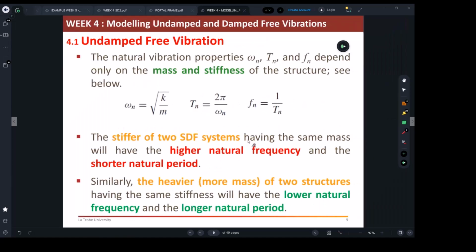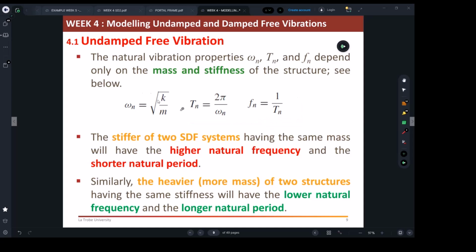So in summary, I'm still in section 4.1, still talking about the undamped free vibration system. We have 3 properties to know about: the circular natural frequency, the natural time period, and the cycle natural frequency. So you have them there.